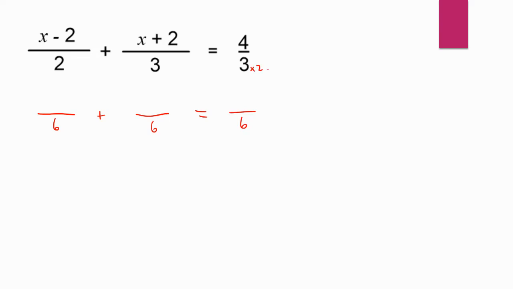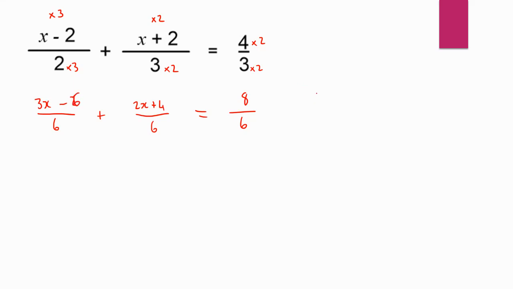Okay, 3 times 2 makes 6, so we need to times 4 by 2 as well, which is 8. 3 times 2 again is 6, so we need to times the whole of the numerator of the fraction. That's 2x plus 4. And on the final fraction, it's 2 times 3 makes 6, so we need to multiply the numerator of the fraction all by 3. So 3 times x is 3x, and 3 times 2 is 6.